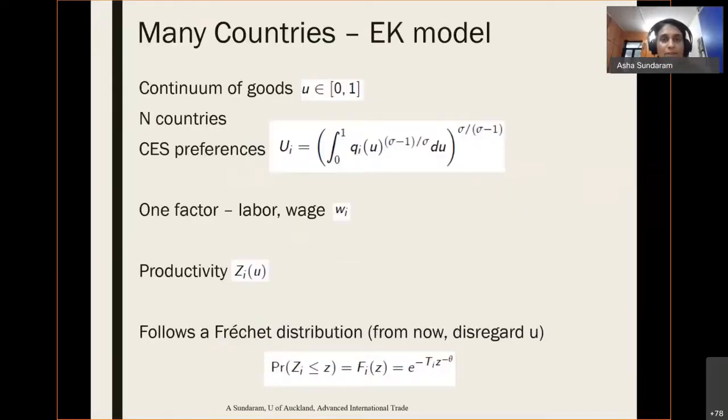Now I'm going to go to the Eaton-Kortum model. As I said, I started with Ricardo, and I'm bringing you up to roughly about 2006. So this is the next big model in the Ricardian setting. It's a very useful model because it gives you, one, the foundation for the gravity model, and the second thing is it allows us to talk about gains from trade. So it's a good model for that.